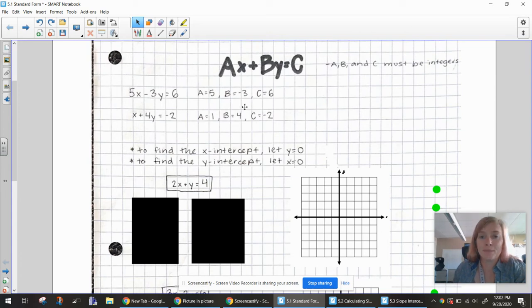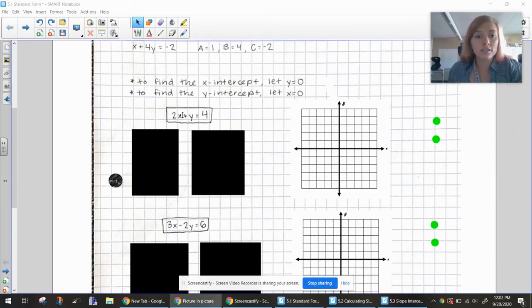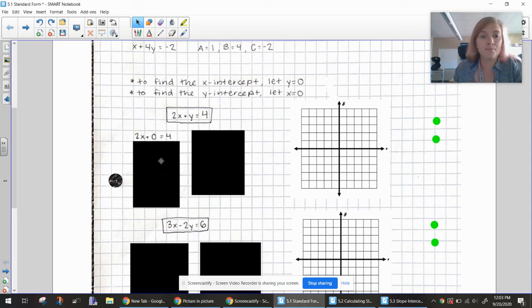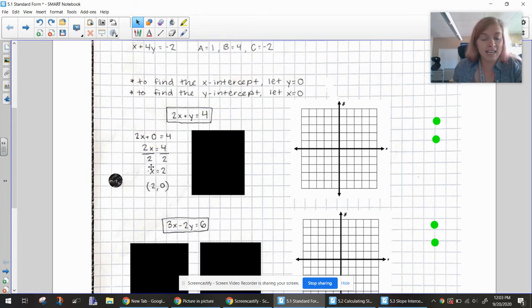Standard form is especially helpful with finding these intercepts. So here we have 2x plus y equals 4. We'll start by finding the x-intercept, which means we let y equal 0. So I'm going to substitute the 0 for y. 2x plus 0 equals 4. Well, 2x plus 0 is 2x. So then I have 2x equals 4. I can divide both sides by 2, and I have x equals 2. So my x-intercept is at (2, 0).